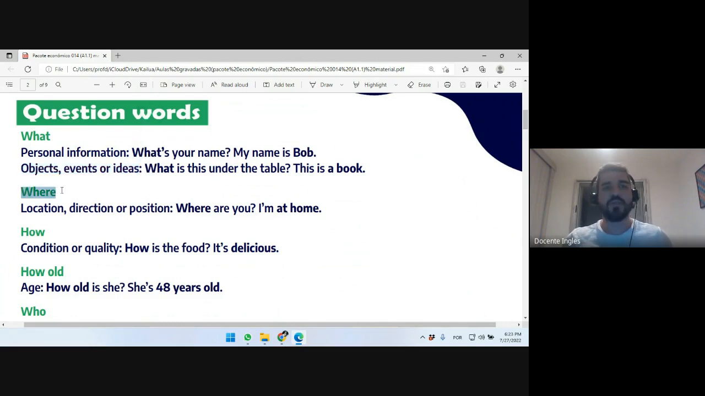We use the question word where for the ideas of location, direction, or position. So if you don't know the location, if you don't know the direction, or if you don't know the position, we ask a question using where. For example, where are you? I'm at home. So at home is the location of the person.